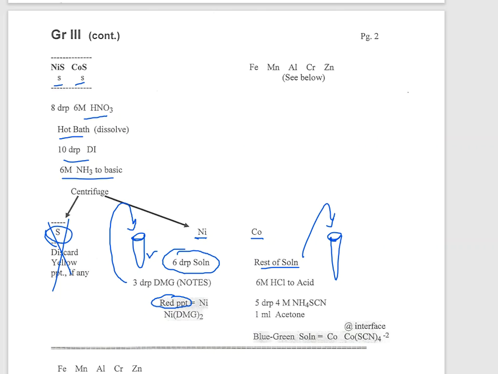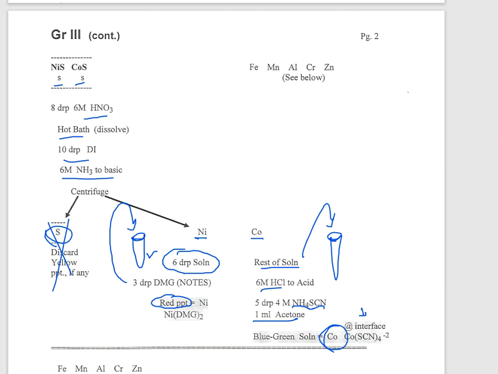All right, well, I'll take the rest of the solution here, and I will put that into another test tube. I'm going to add hydrochloric to it. Then I'm going to add 5 drops of ammonium thiocyanate and 1 ml of acetone. There will be 2 layers that form at the interface. That's what you're seeing here. There will be a blue-green solution. And if you see that blue-green solution, this is the positive read for cobalt.